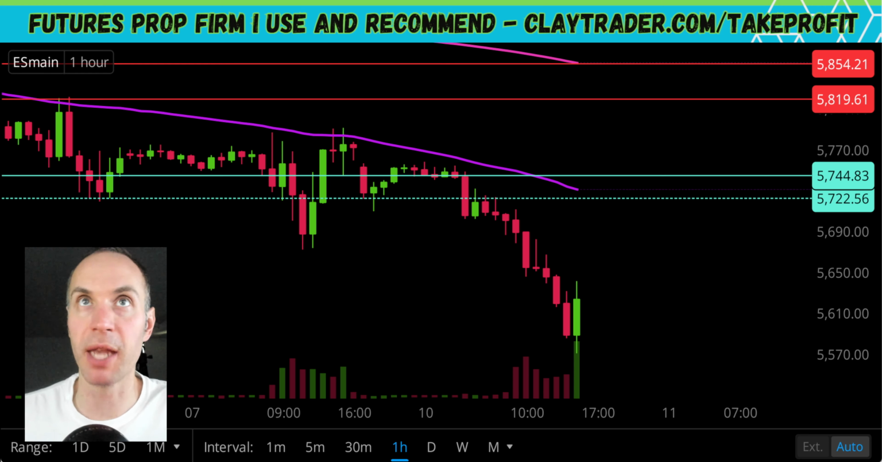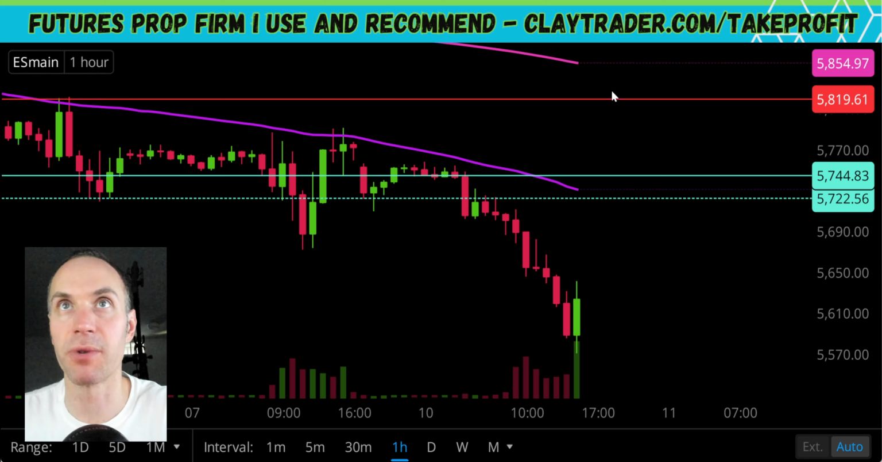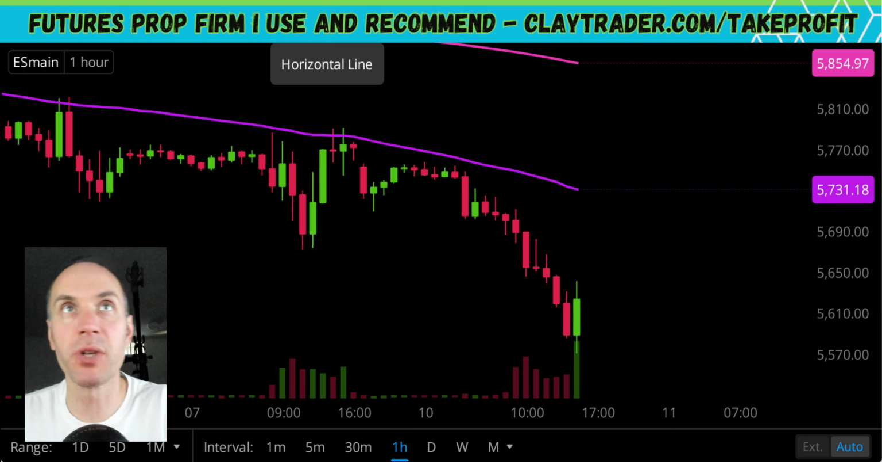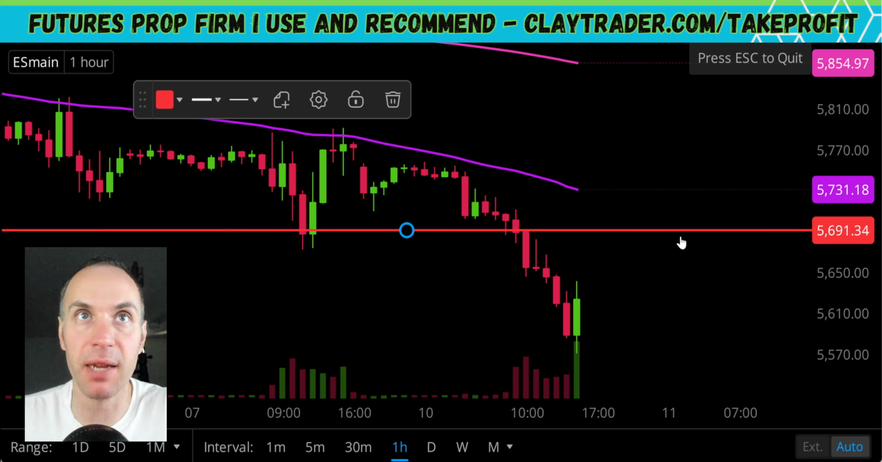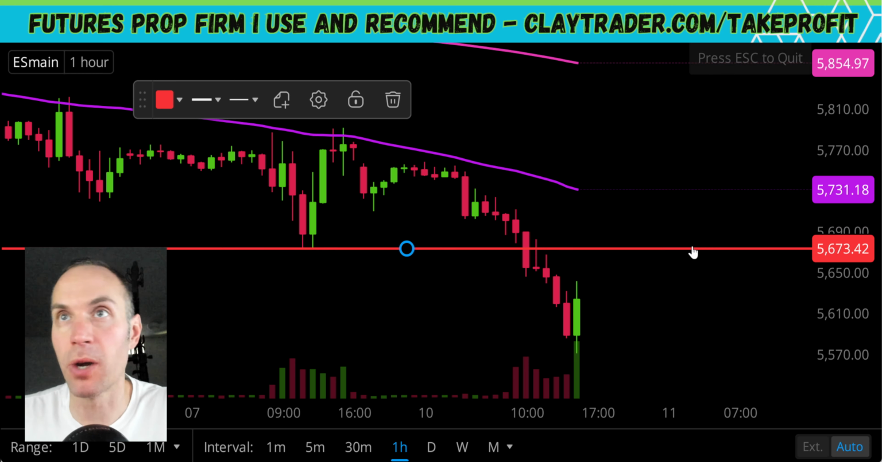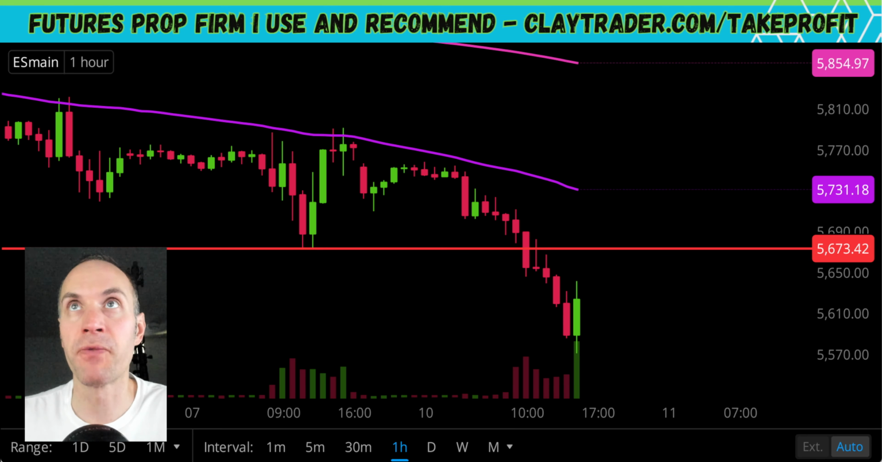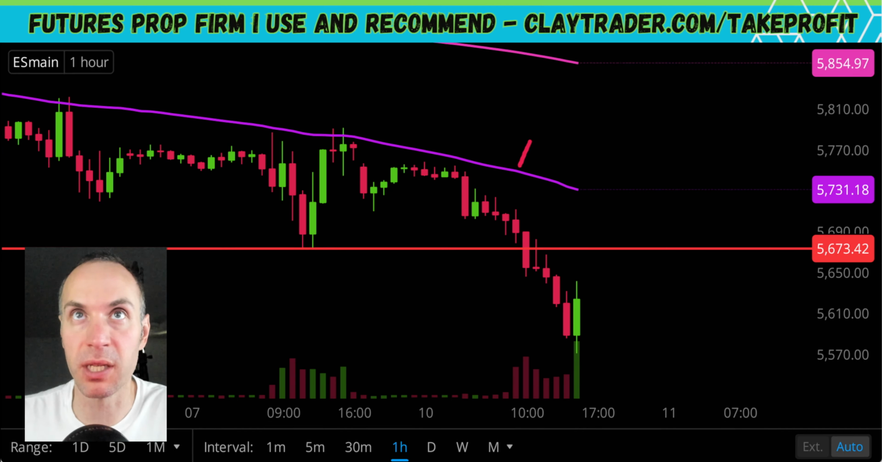That still all remains to be seen, but a lot of house cleaning here. I'm going to get rid of that level and that level, and actually these ones too, and we'll just start afresh. First key area of resistance that I would keep an eye on if this bounce does continue, right there around the 56.75 mark. So again, 56.75, first key area of resistance, and then if that level can't quite hold up, next level to keep an eye on from the resistance standpoint is going to be that purple line right there, the 50 period moving average.